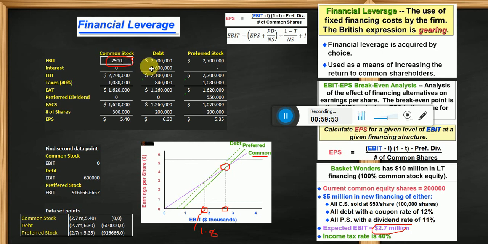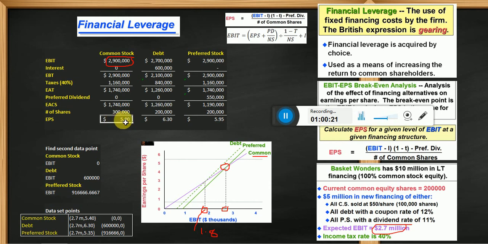2900 million here, and sorry, 29 lakh. Okay, and make 29 lakh or 2.9 million. Okay, so look, dear students, in this situation the preferred dividend is having 5.95 per share and the common stock is having 5.8.